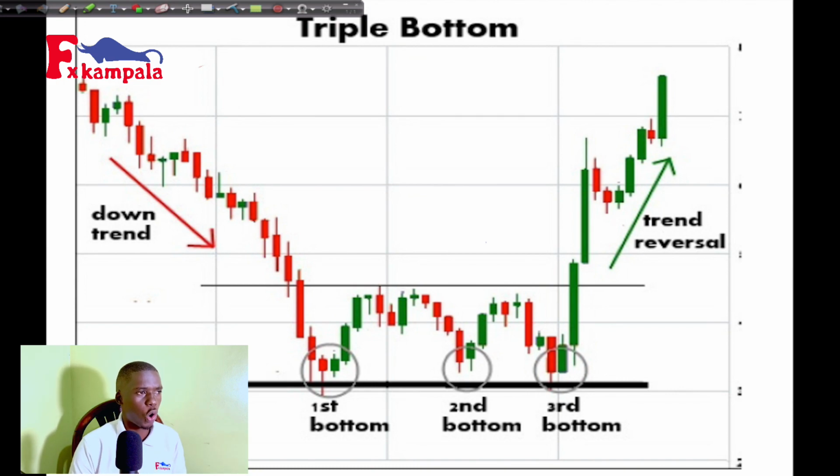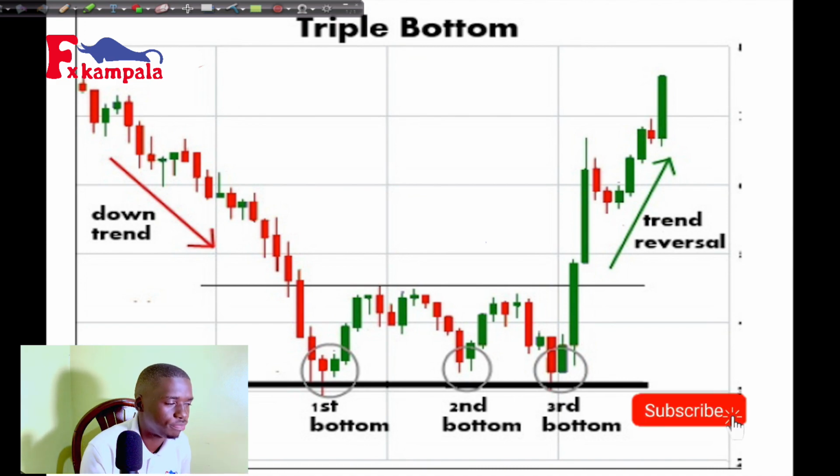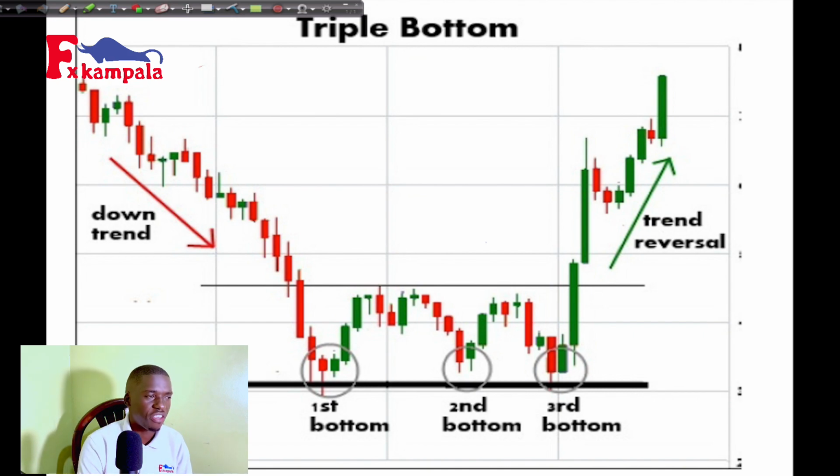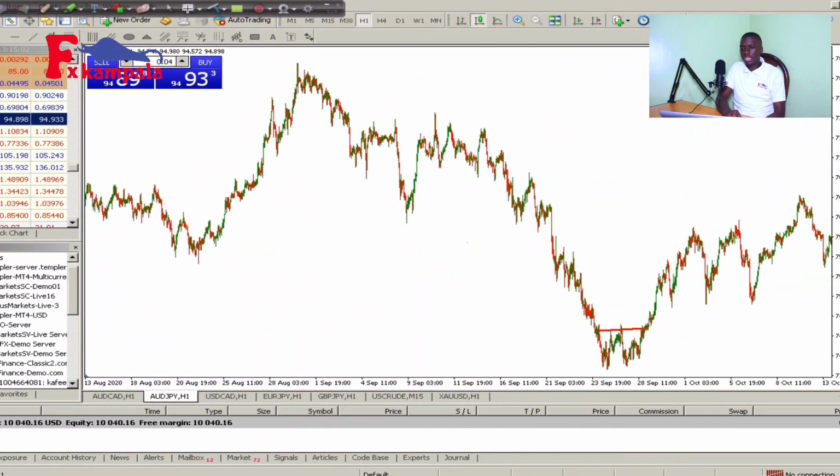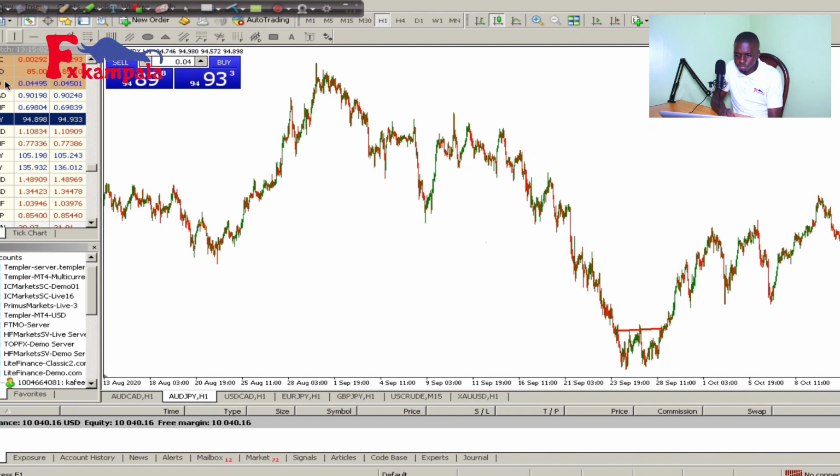So let's have a visit on our MT4 platform, because this has just been the theoretical part of it. Let's go to real life trading and see how these formations tend to happen. So let me get to my platform. For instance, this pair is Australian dollar JPY, and what we can see here is a double bottom.